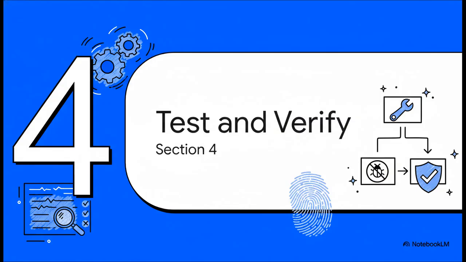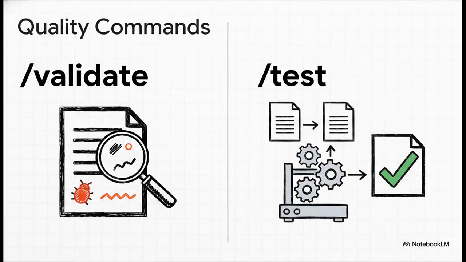Okay, the code is written, but we're not done yet. Now we have to prove that it actually works and that it didn't accidentally break something else in the process. Time for some quality control. And here are your two main tools for that. Use /validate for a really quick checkup. It'll scan for obvious syntax mistakes or logic errors. But for the real proof, you use /test. That command will run your project's entire test suite, confirming that your new code plays nice with everything else.